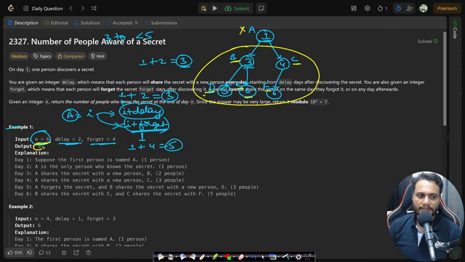And therefore the answer is 5 here. If you look at the answer, it will be 5. Okay, so this is how the answer has been computed.